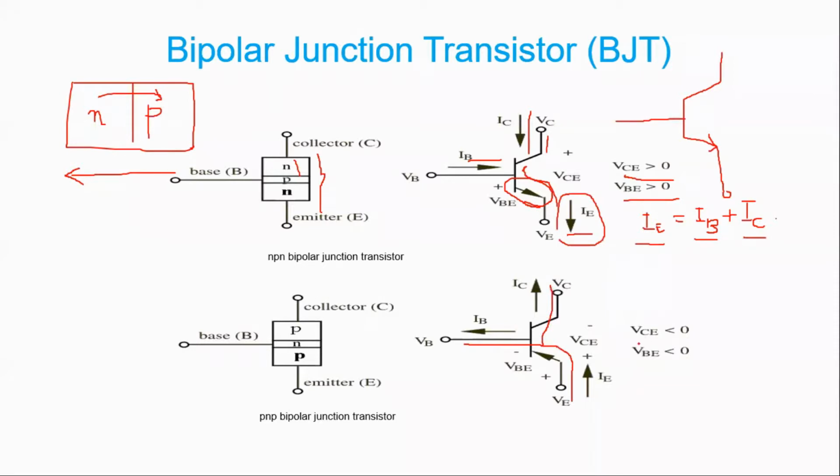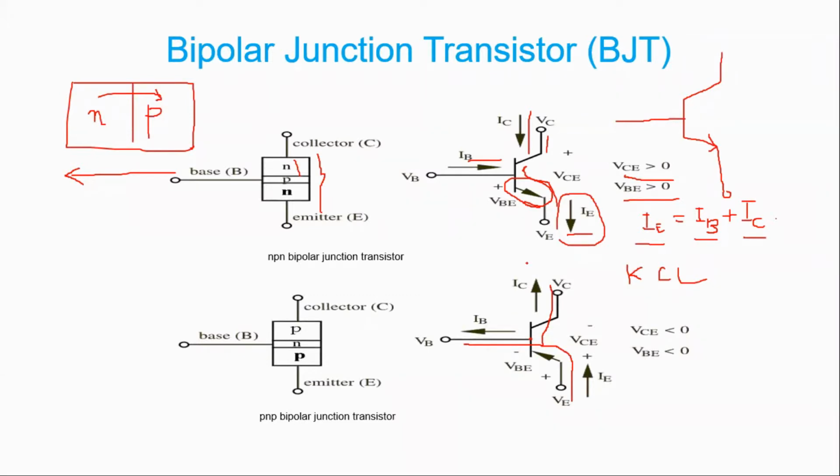But overall, current IE is equal to IB plus IC. This you already know. This is called KCL, Kirchhoff's current law: that at a node, the current entering the terminal is equal to the current leaving the terminal. That's all.